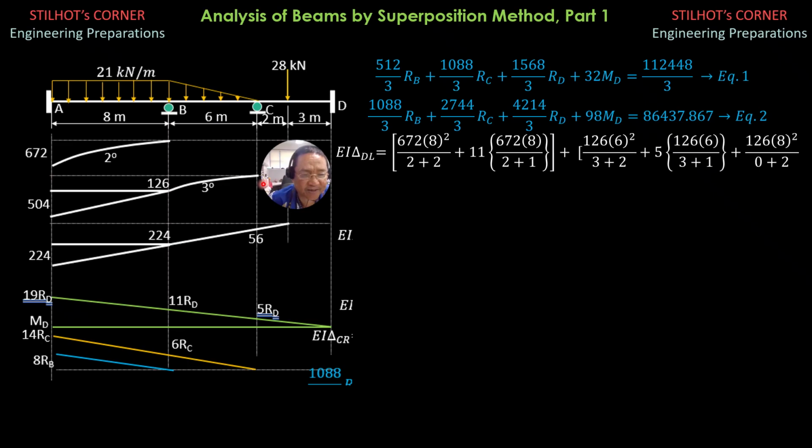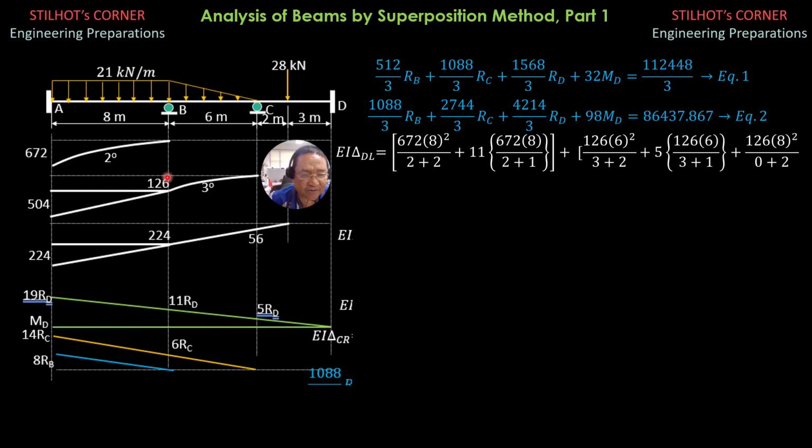Then due to this moment diagram by parts, let's begin with this. Due to deflection, 126 times length 6 squared over degree 3 plus 2, which is that. And due to the slope, 5 times theta at C. So 5 times moment 126, length 6 divided by degree 0 plus 1.